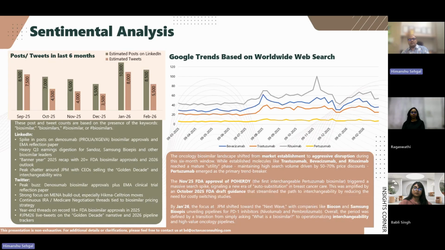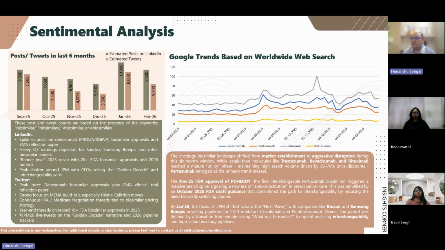Denosumab approval was the peak buzz on Twitter, and there was a big buzz in terms of posts on 20 FDA biosimilar approvals in 2025. So far it has been the biggest year for biosimilars to be approved by FDA. So yes, as I was saying, in and around JPM, a lot of CEOs were selling this concept of a golden decade and interchangeability for biosimilars.